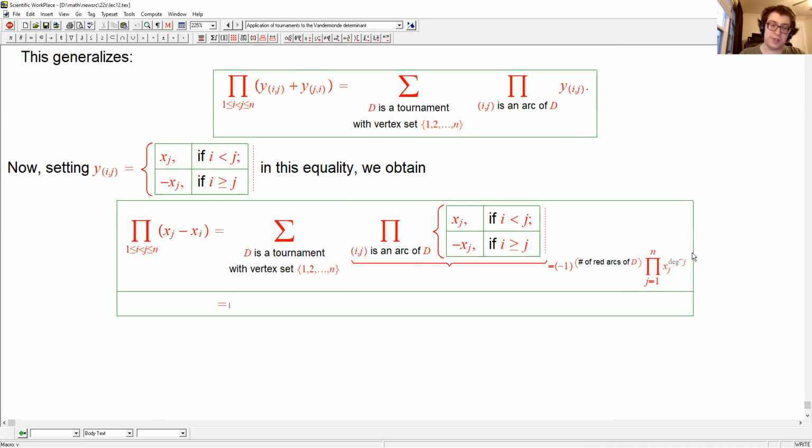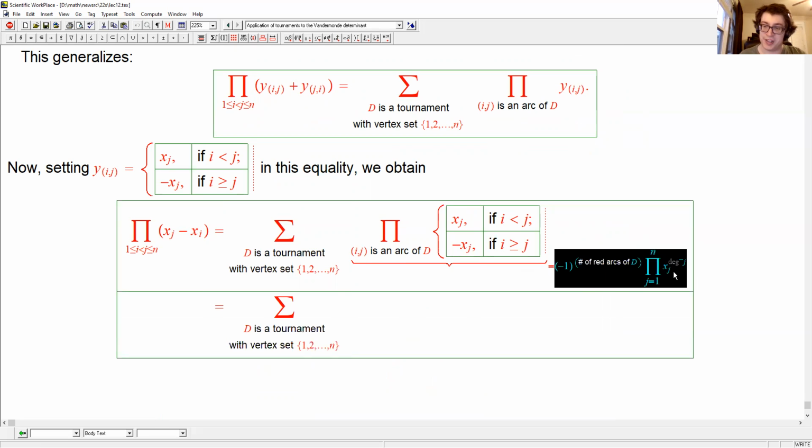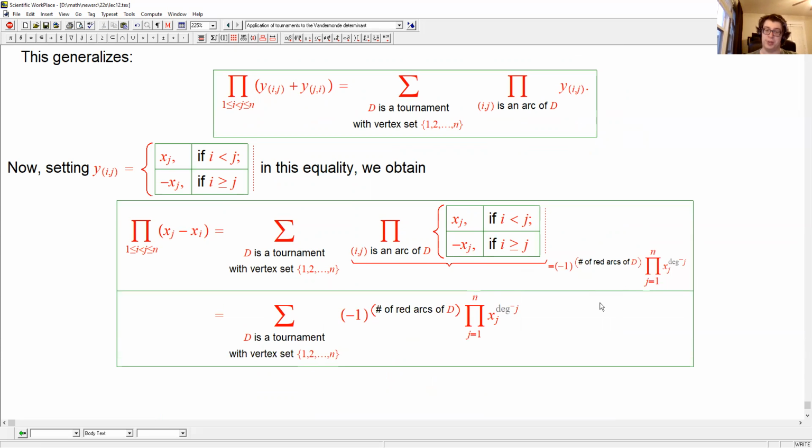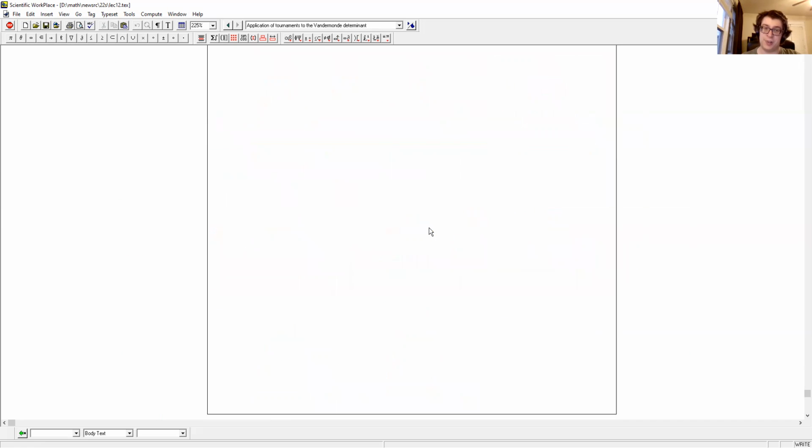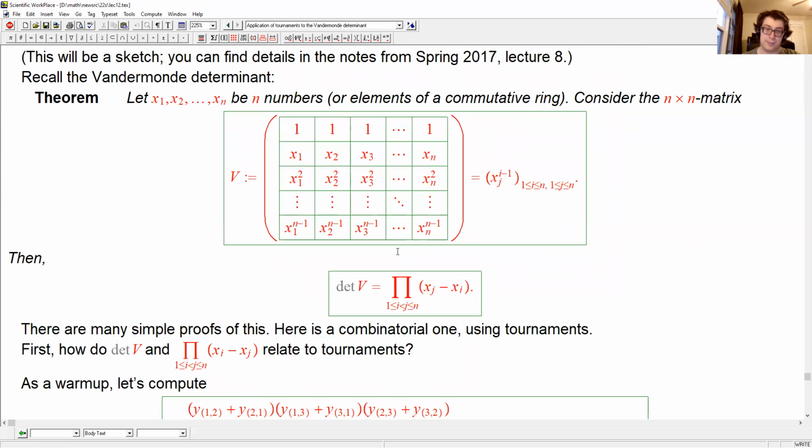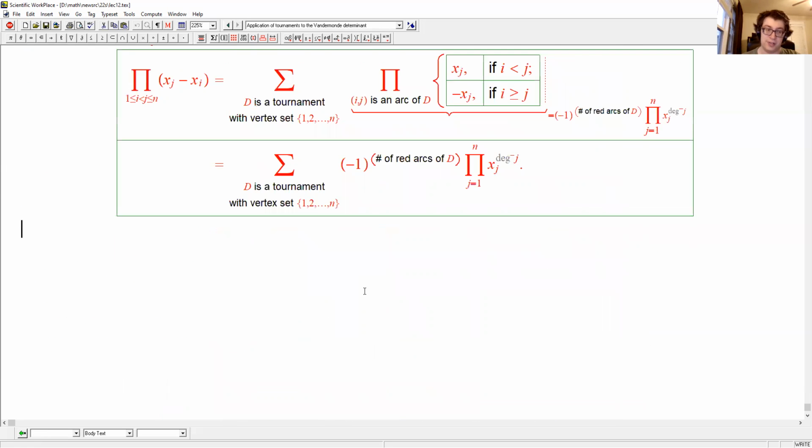Okay, so one side of the Vandermonde determinant has a nice description in terms of tournaments. It's a big sum over all tournaments. What about the other side? What about that V?